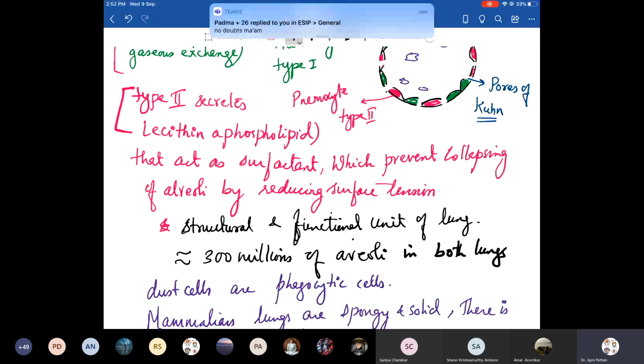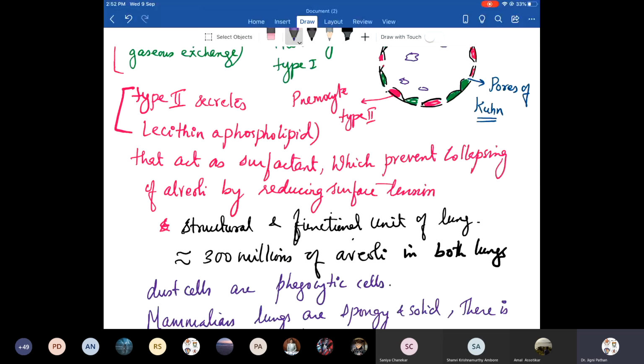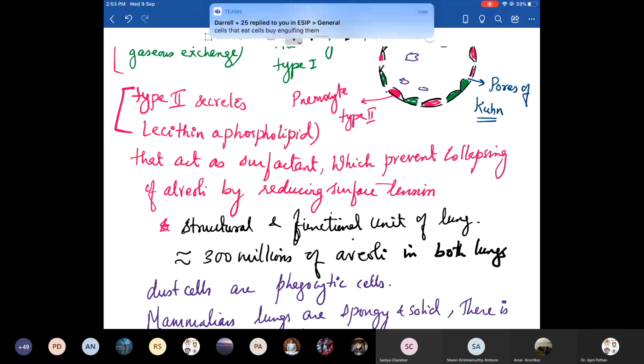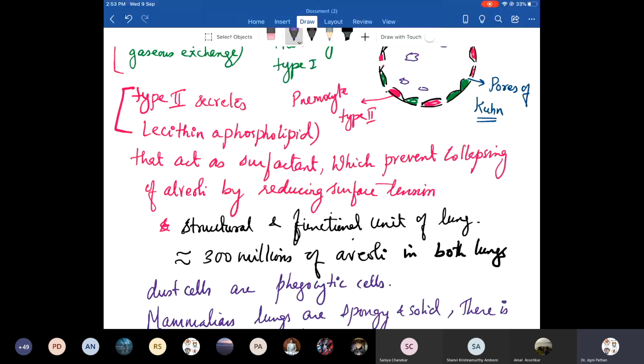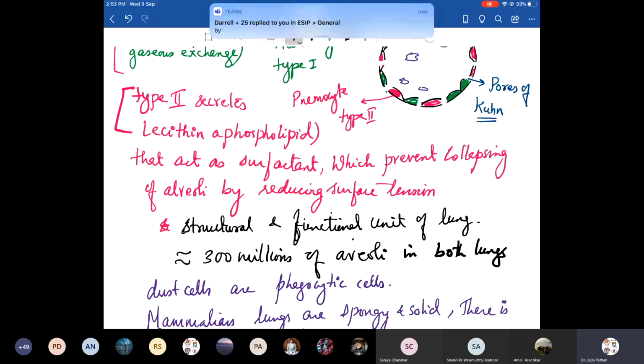Phagocytic cells are those cells that eat the dead cells or unwanted cells. So in the lungs, whenever there is any infection or any cells which are foreign to the lungs come in, these phagocytic cells will eat those unwanted cells. Is it clear? The question will be: dash are the phagocytic cells present in the lungs? Your answer should be dust cells. Is it clear to each and everyone there?